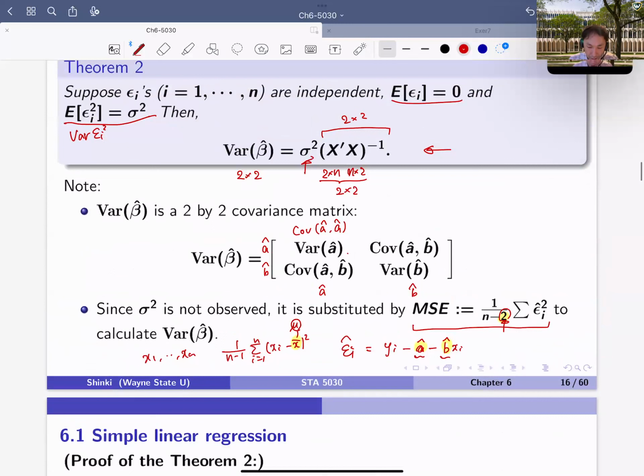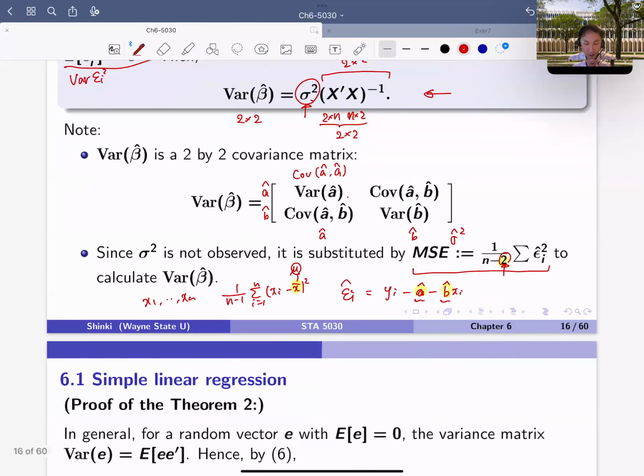So we can estimate sigma hat square by this quantity. Then this times x prime x inverse. X prime x is a known matrix, so we can calculate it, then take the inverse. So we can calculate this variance of beta hat.